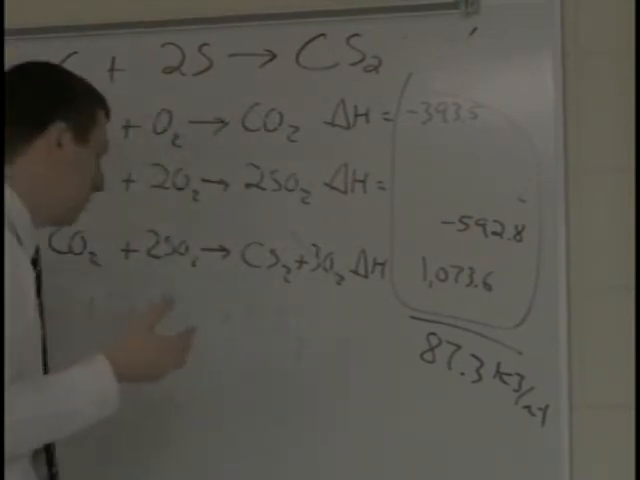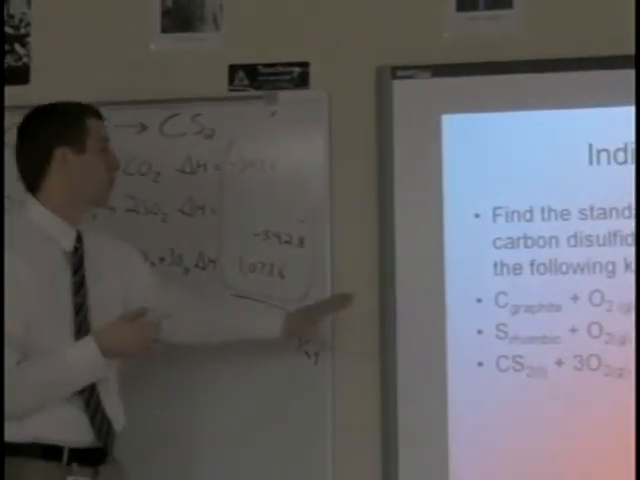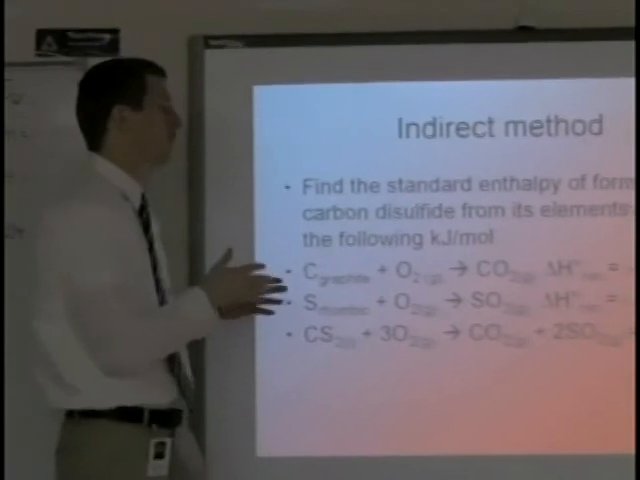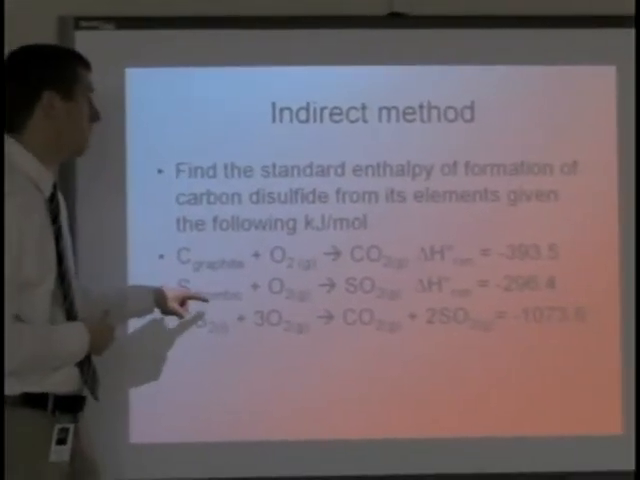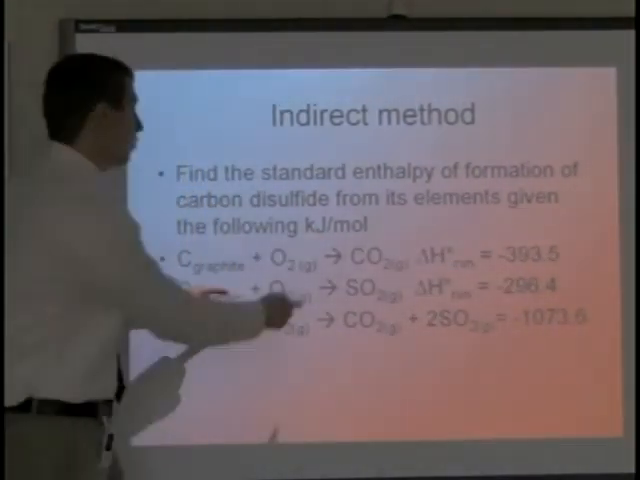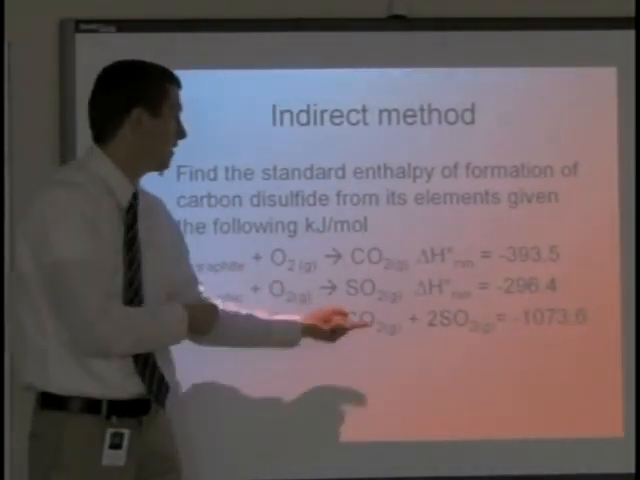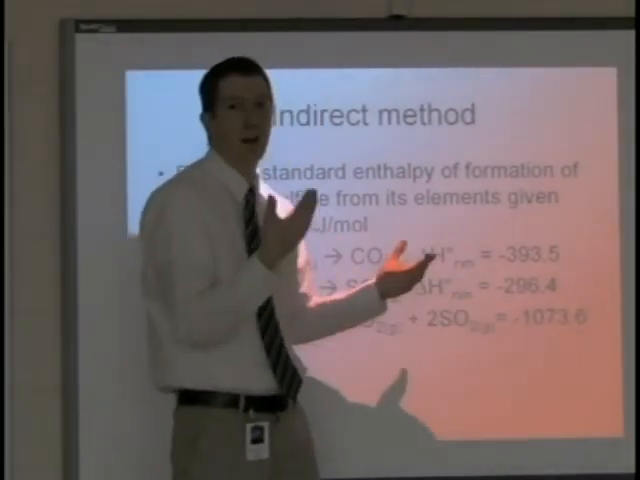So once again, what you're doing in a Hess's law, which is an indirect method, is you're manipulating the equations given to you to make them look like the equation you want to get to. So if I had to multiply the second equation by 2, I had to multiply the delta H value by 2 as well. If I had to do the inverse of this equation to get the CS2 on the product side, I had to multiply this by the inverse, or negative 1 in that case.